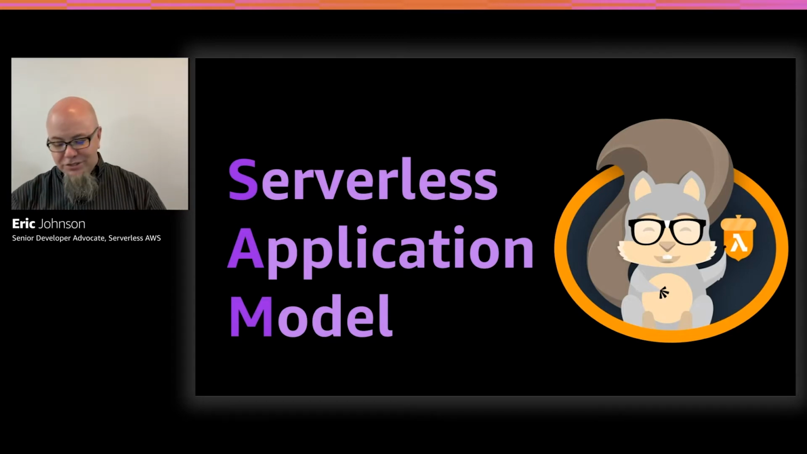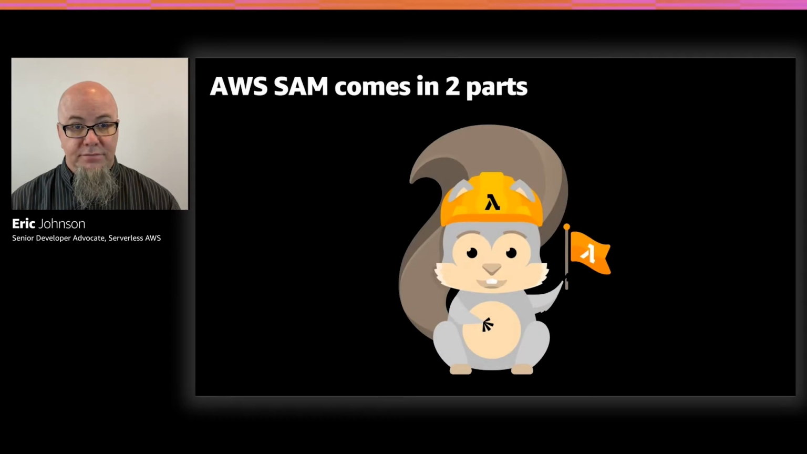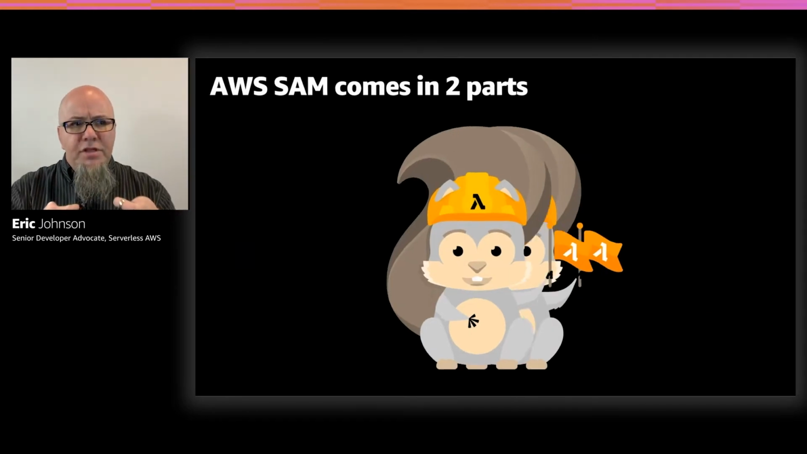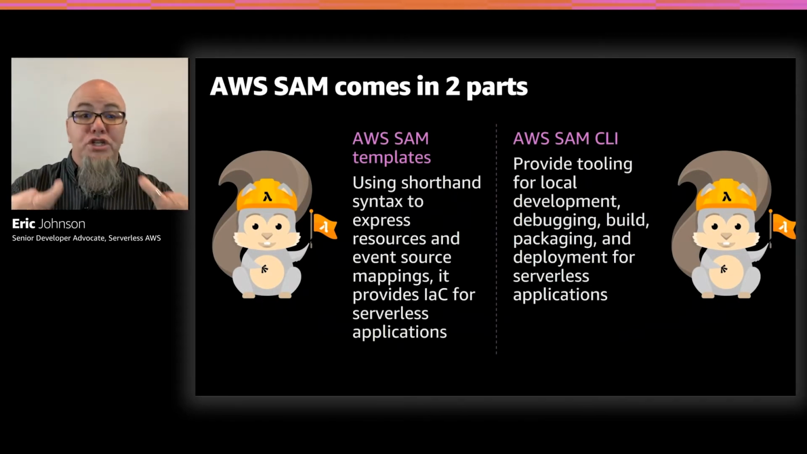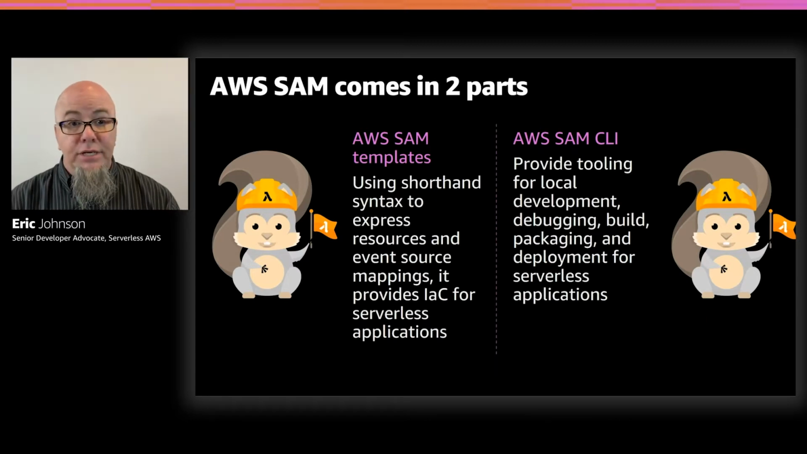So SAM comes in two parts. The first is the AWS SAM templates, which we've already talked about. We're going to climb into that a little more. That allows you, as we talked about, to version your infrastructure as code. The second, though, is the AWS SAM CLI, or command line interface. This is a utility or application that you install on your local machine that helps you with local development, debugging, builds, and deploys for your serverless applications. And you'll see that in the demonstration that we'll show in a little bit.